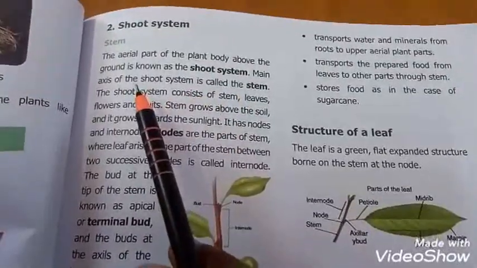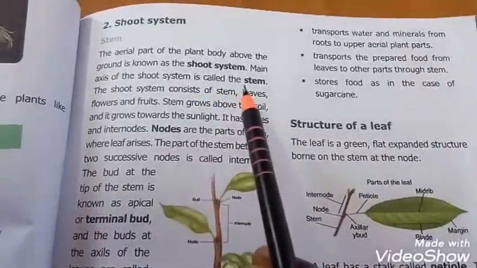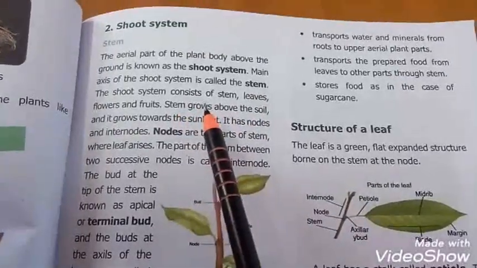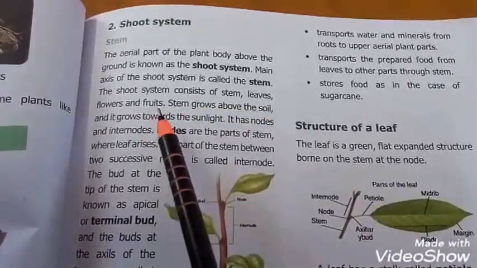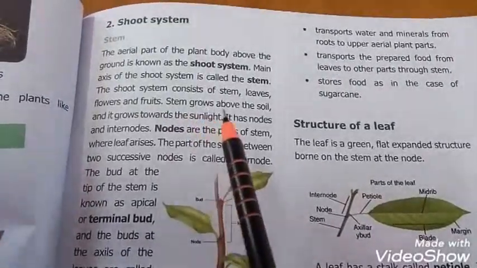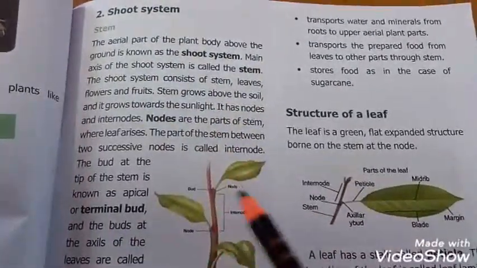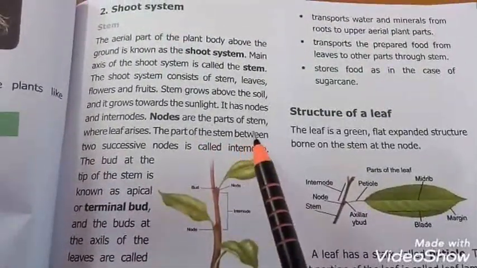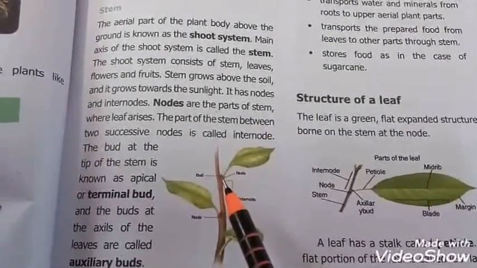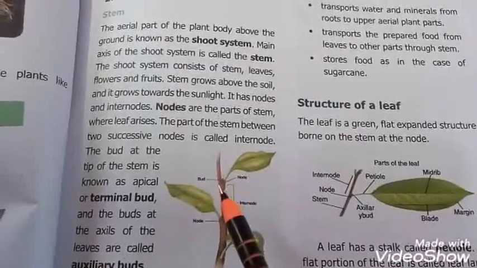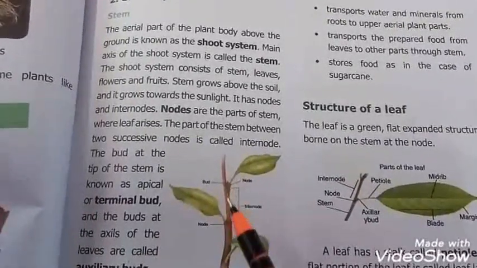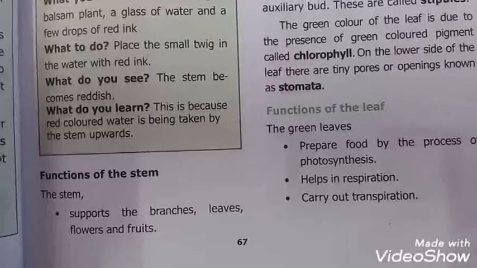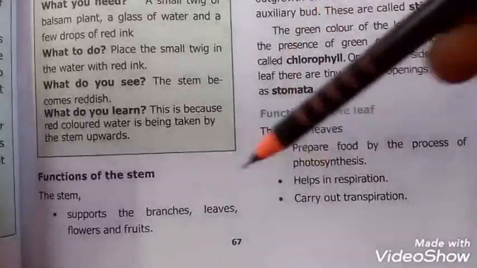The main axis of the shoot system is called stem. Stem is the main part of the shoot and it bears leaves, flowers and fruits. And stems grow above the soil, so we can see the stem. And nodes are the parts of stem. Here this is a node and this is a bud and this is a node. The distance between two nodes is the internode.